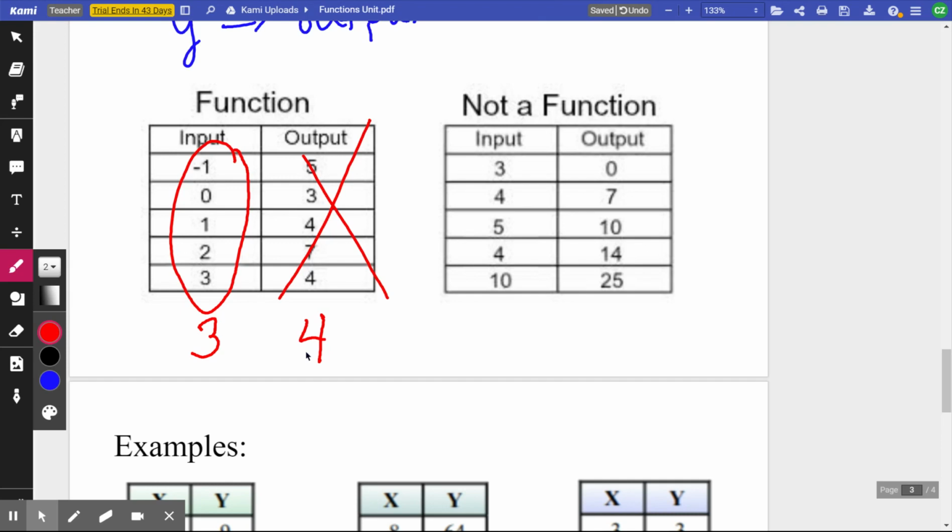Okay, why is the next one not a function? Well, notice that my input has a repeat. It repeats 4 twice. If their outputs were the same number, it would be a function. But notice that when I input 4, one time I get back 7, but another time when I input 4, I get back 14. So I'm putting in the same number, but I'm getting back 2 different answers. So this is not a function, okay? If this were graphed, it would not pass the vertical line test.